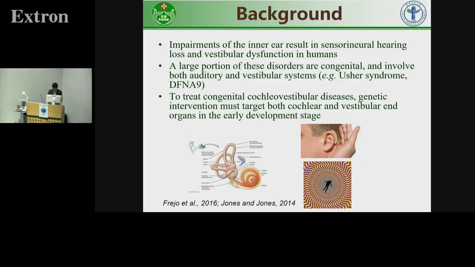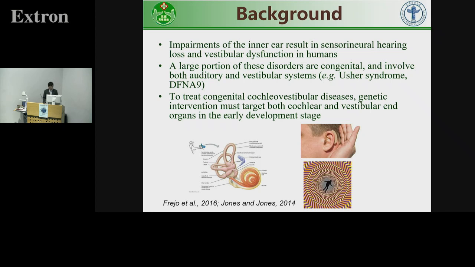the neonatal mice. The inner ear involves the cochlea, the vestibule, and the semicircular canals, which are in charge of hearing and vestibular function. Impairment of those organs results in sensorineural hearing loss and vestibular dysfunction. Some of the diseases involve both systems, showing both hearing loss and vestibular dysfunction, and those diseases are congenital, such as Usher syndrome, which we frequently see in the clinic.